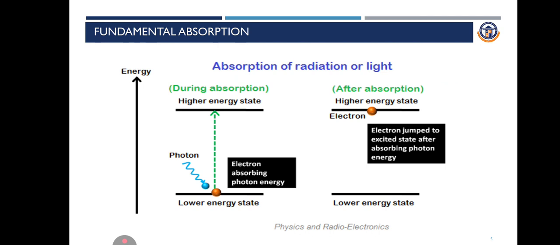Next, this is the absorption picture. Here we have a lower energy state and a higher energy state. In between, you can see the photon that moves the electron from the low energy state to the higher energy state. The electron absorbs photon energy during the absorption. After absorption, in the image, you can see the low energy state and the higher energy state, and in between, the electron has jumped to the excited state after absorbing the photon energy. So this is the absorption function.